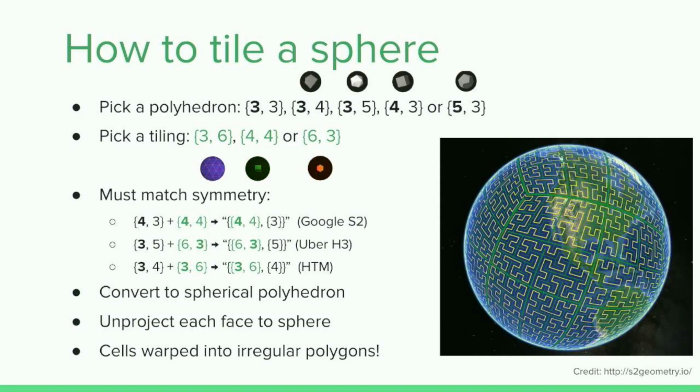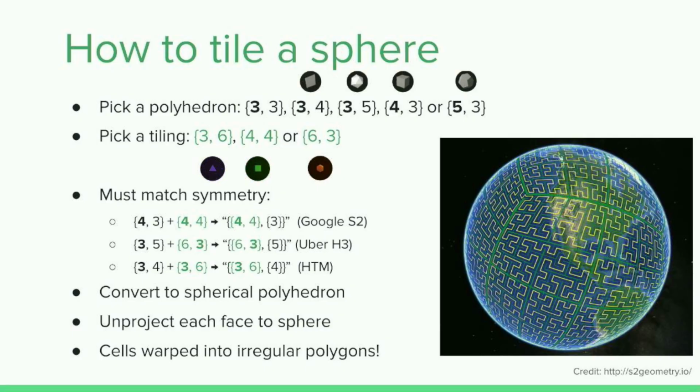So the first one, that's probably the easiest to visualize, is Google S2, where you start with 4,3, which if you look up is a cube, and then add on each side this 4,4 tiling, which is like a checkerboard. And this works because we are matching the symmetry of the tiling, so that's why the 4 is highlighted, with the symmetry of the face of this polyhedron. And the same is true for the other one.